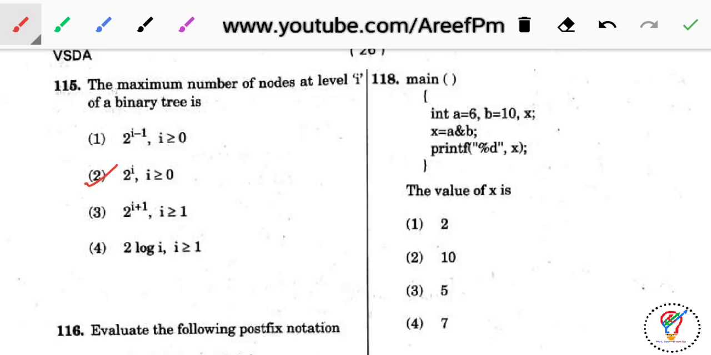It is also from C language. Here also a program is given: int a is equal to 6, b is equal to 10, x, x is equal to a and b, printf %d x. So a and b means how many bits are going to match here? It is going to be 1, the right answer for this question.